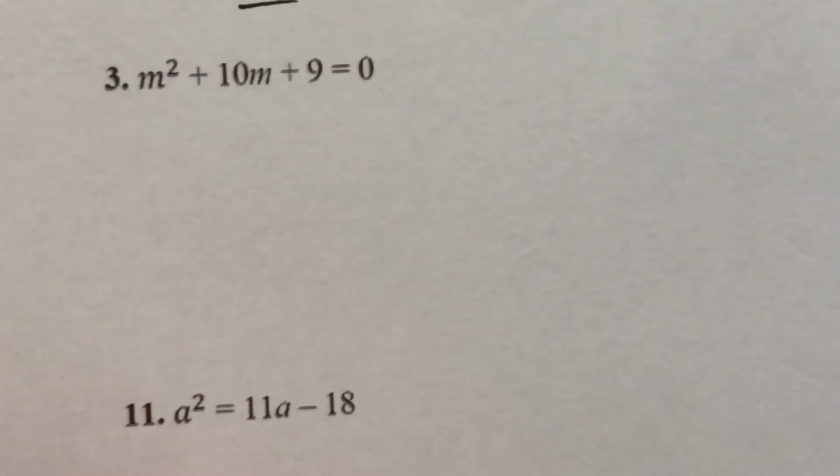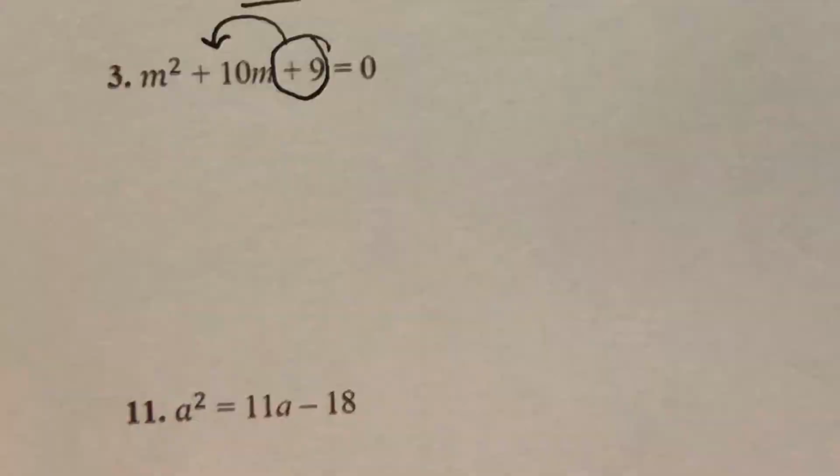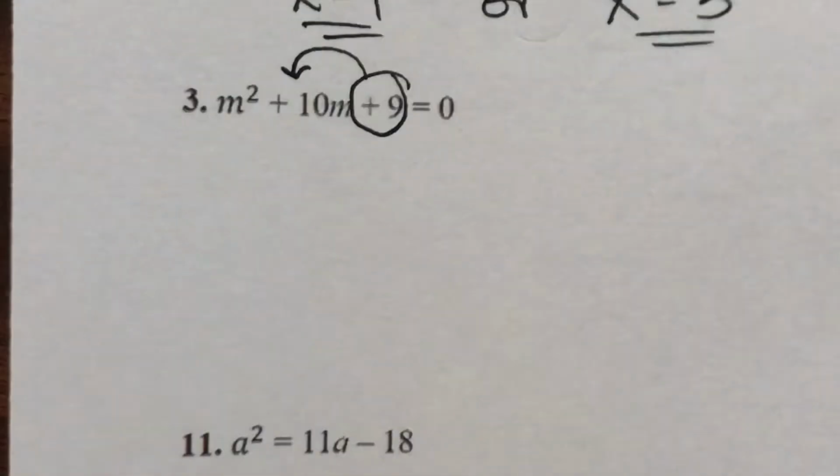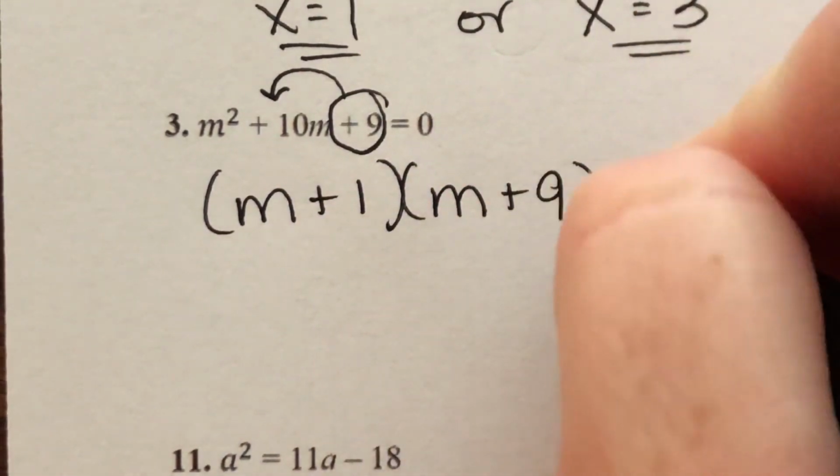Next, I hope as I'm going through these that you'll start to see the pattern, because I solved them all the exact same way. Okay, factors of positive 9 that add up to 10, 1 and 9. So I'm going to have m plus 1 times m plus 9 equals 0.